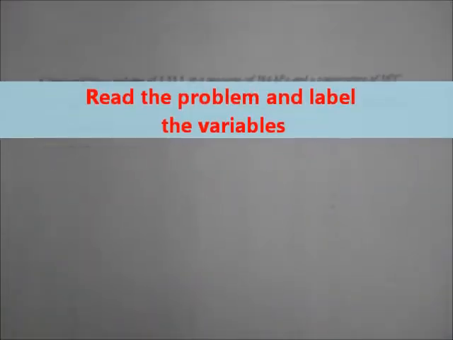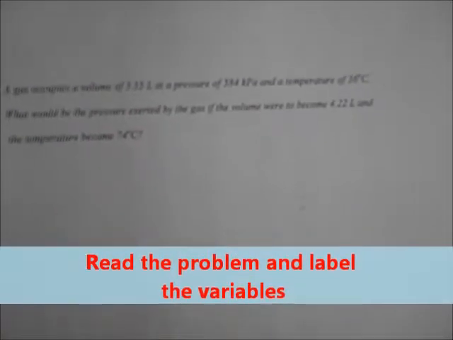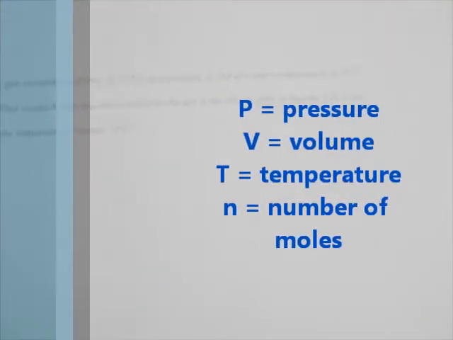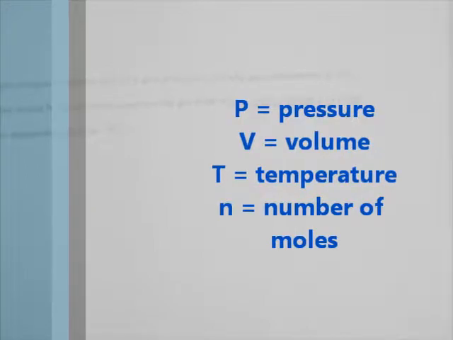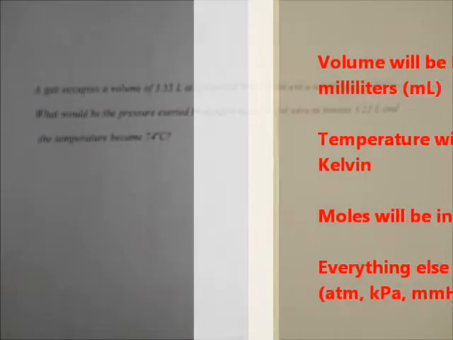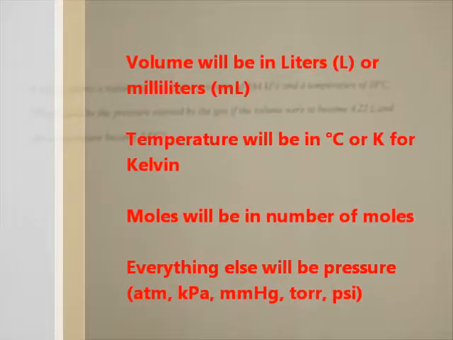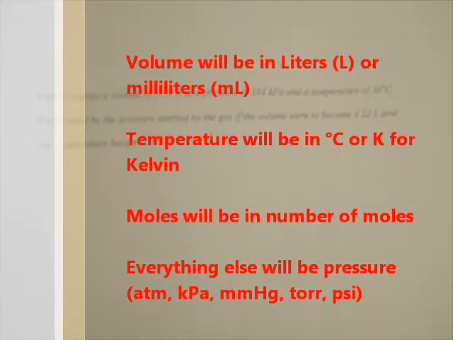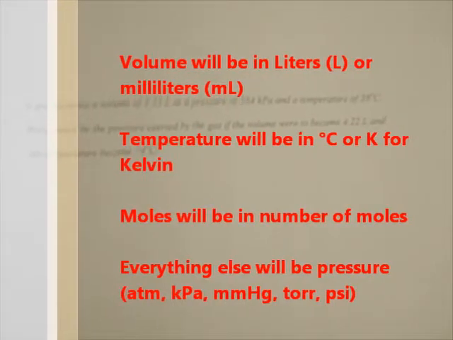The first step in any gas law problem is to read the problem and label the variables in the equation as P for pressure, V for volume, T for temperature, and N for moles. Volume will be given either in liters or milliliters. Temperature will be given in Celsius or Kelvin. Moles will be given in moles. Anything else will be a pressure variable.